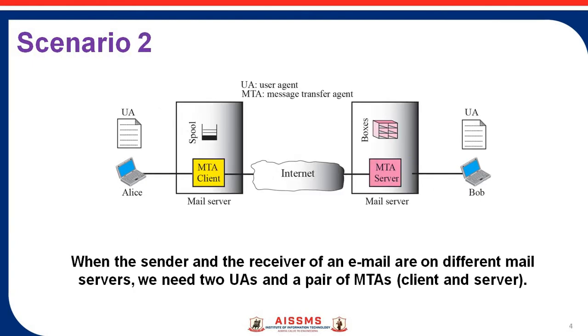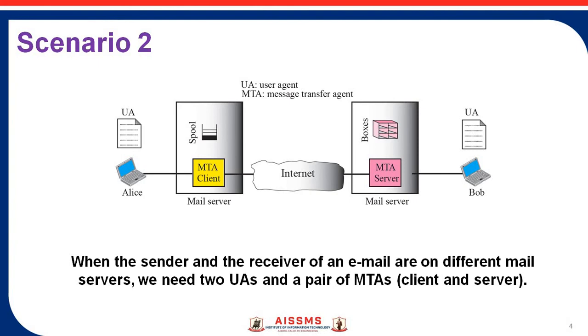Now the second scenario. In this scenario, the sender and the receiver of the email are users on 2 different mail servers, so the message needs to be sent over the internet. Here we need a user agent and a message transfer agent. Alice needs a user agent to send her message to the mail server at her own site. The mail server at her own site uses a queue to store messages waiting to be sent. The queue is highlighted here using a spool in the figure.